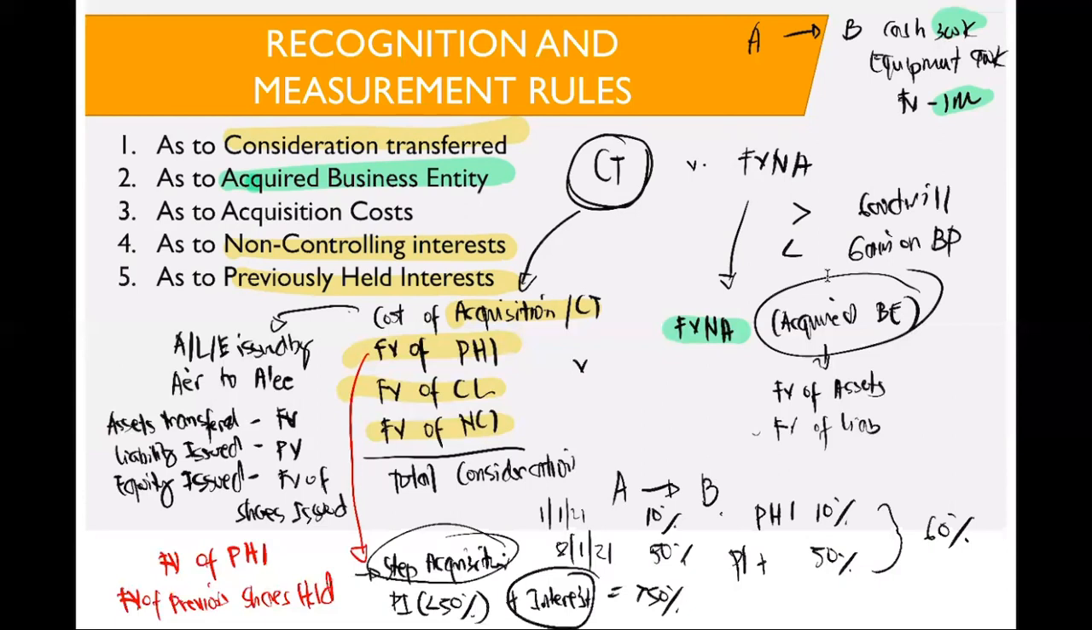But how do we measure the previously held interest? So our main problem is, how do we measure this 10%? We measure it at fair value of previously held shares. Later, we will have an example as to how we will compute the fair value of the previously held shares. Okay? So this happens only during step acquisition.